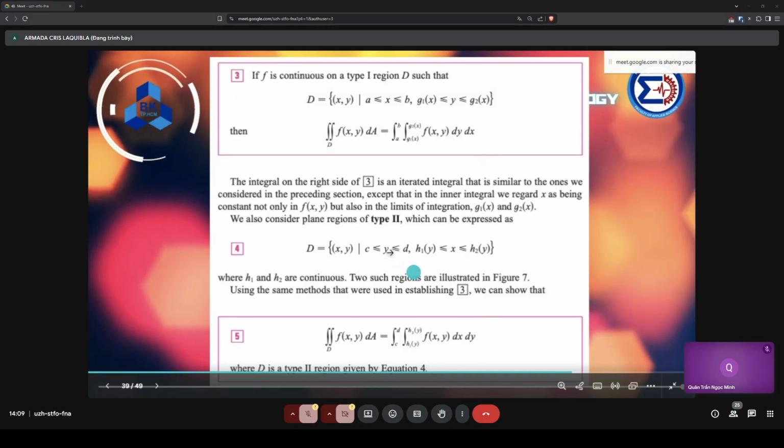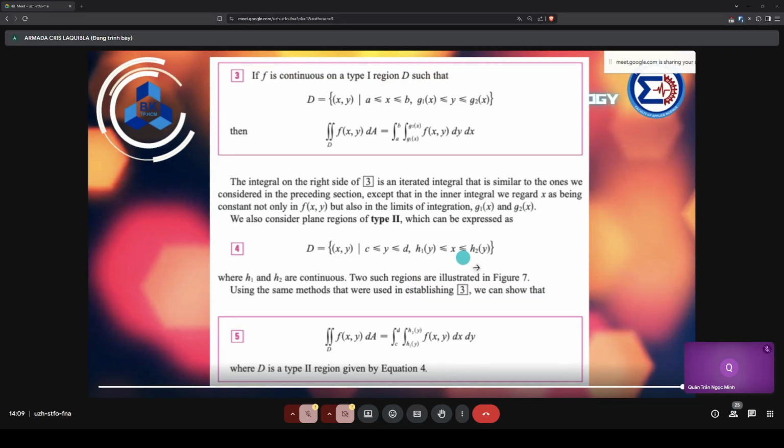Number 4, this one is a type 2, if your x now is bounded by two functions. Your y is just bounded by an interval from c to d. Here, your x is bounded from an interval a to b. Now, if you're going to solve this, the variable which is bounded by the interval will be the last integral that you're going to solve. Since x is here, dx is the last, and it should be evaluated from a to b.